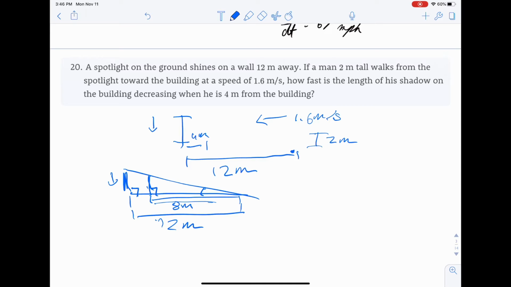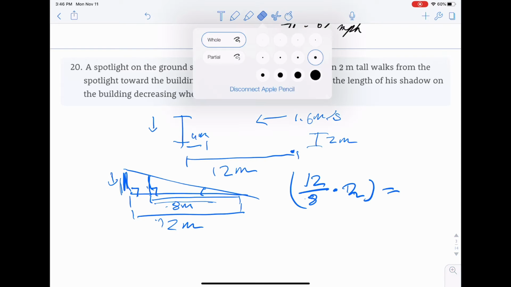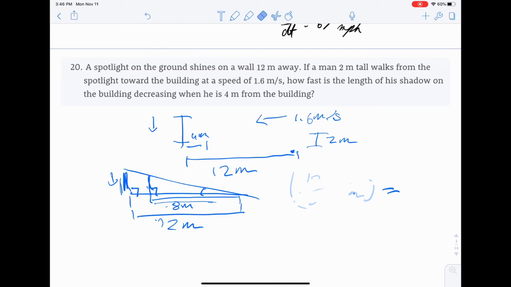So if we know that the top is 12, then we can find out the height of this by saying 12 divided by 8 times 2, and that would equal our length. In that same way is how we're going to find how fast the shadow is decreasing. We'll set up a formula first, right? So our initial height is 12 divided by x, times 2, and that equals our shadow. Call that L. And then we need to find the derivative of this.